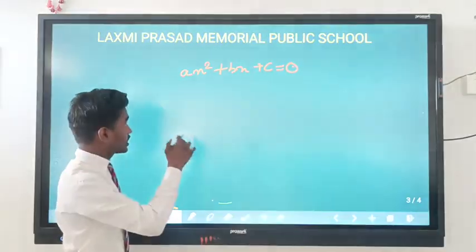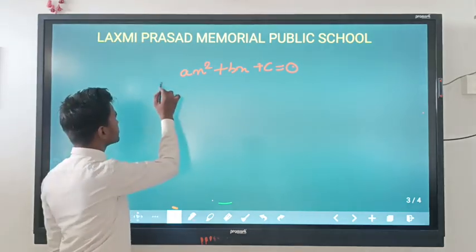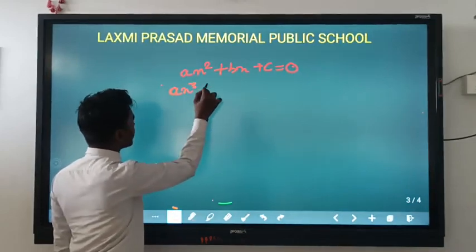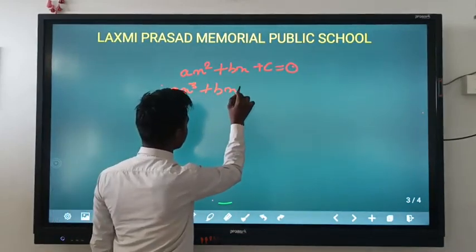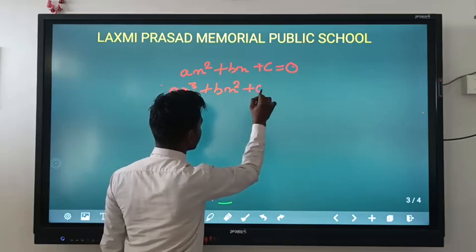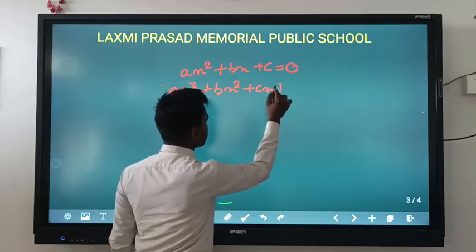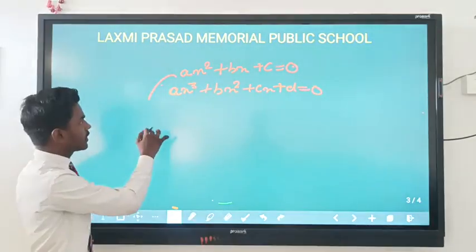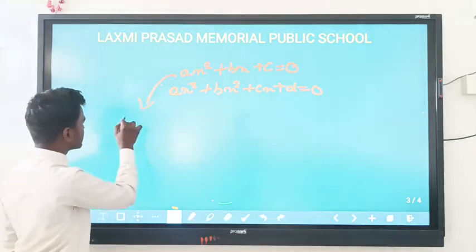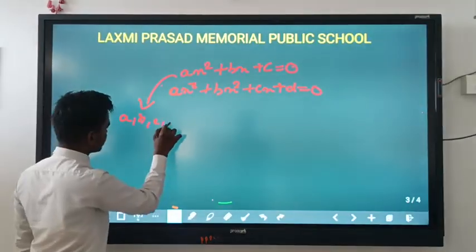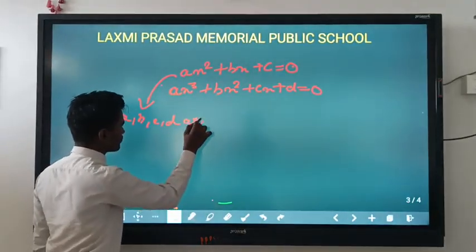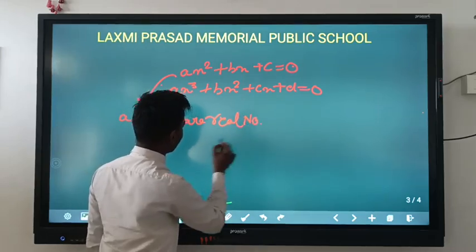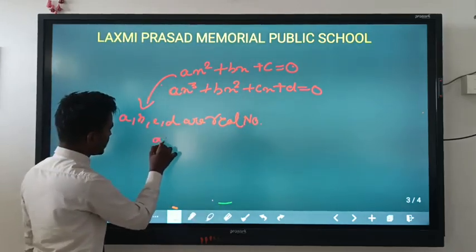And if you talk about the general form of a cubic polynomial, then it is ax cubed plus bx squared plus cx plus d equals 0. Here a, b, c, d are real numbers, where a is not equal to 0.